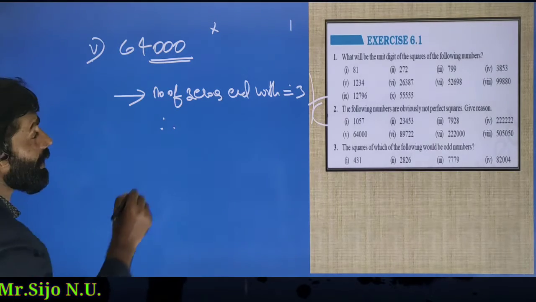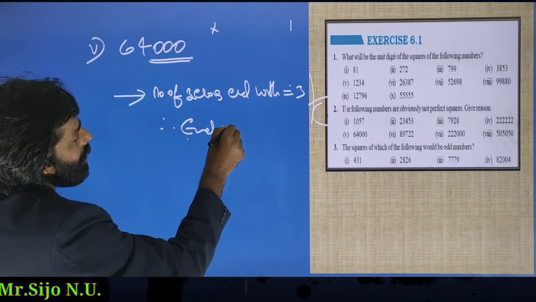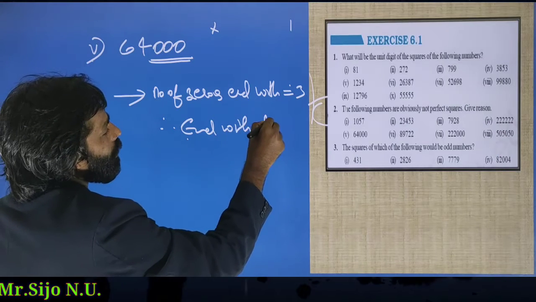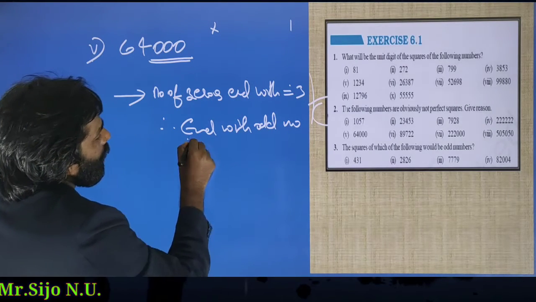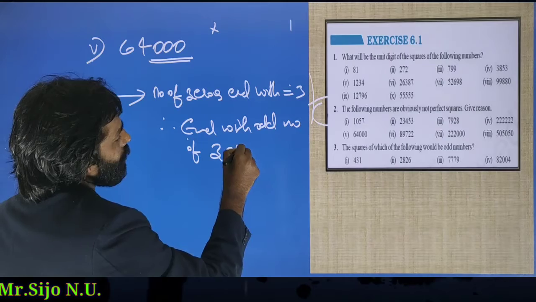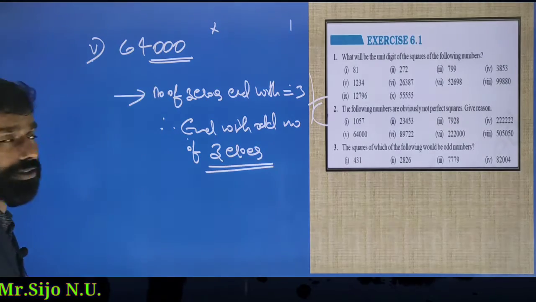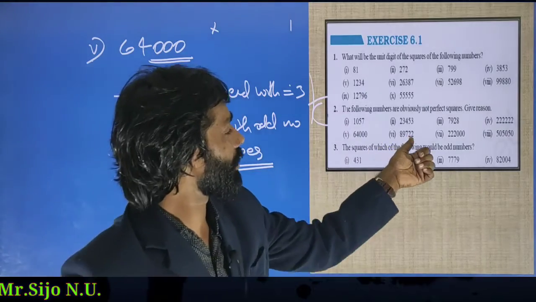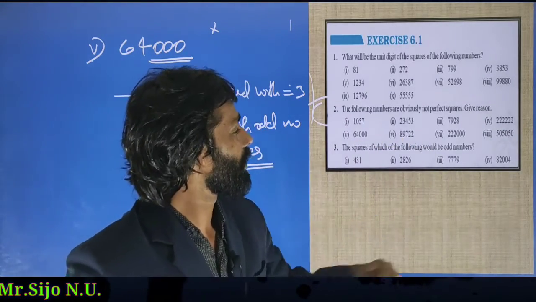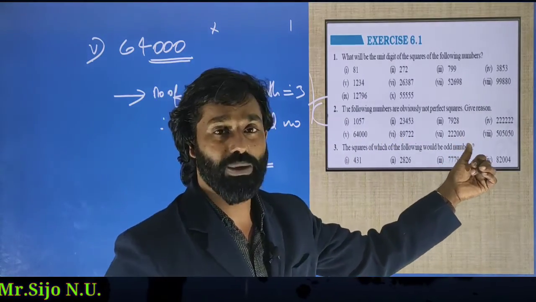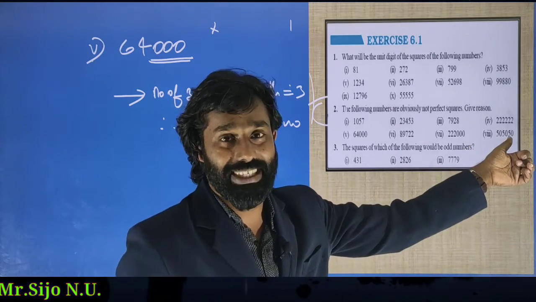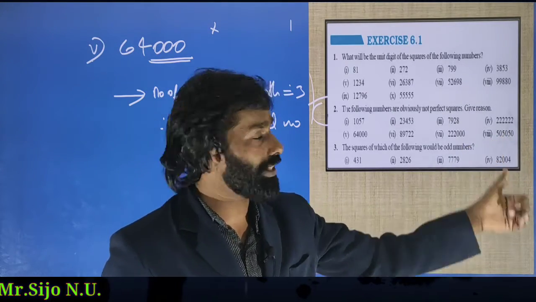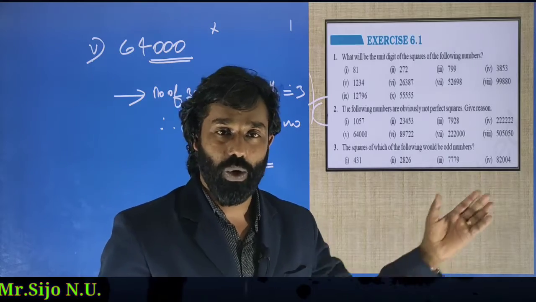So as the reason we can write it as ends with an odd number of zeros. That's why it's not a perfect square number. Yes. Another question here. Yes, it is the same. The reason is the same, ends with an odd number of zeros. It's not a perfect square number. The reason is it ends with only 1 zero, an odd number of zeros.